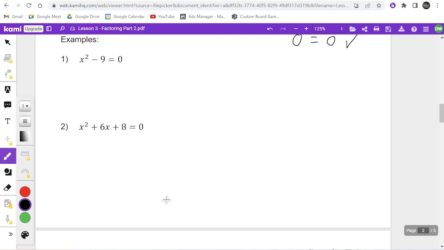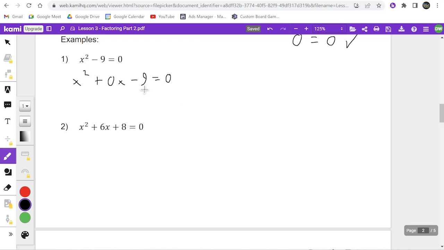So for this one, x squared minus 9 equals 0. If you remember, this one's a special one because it's missing the middle term. It's not really missing it. It's really just 0x in the middle. In other words, the numbers have to add up to 0, which is fine. So same thing as before.